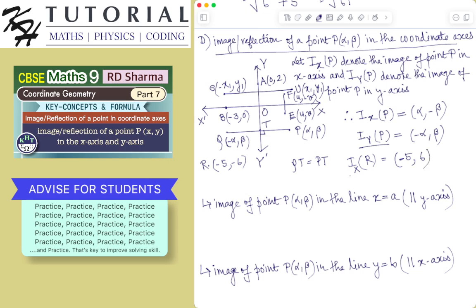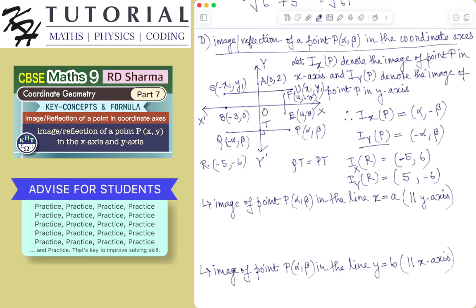And what will be the image of the point R in the y-axis? In the y-axis, the ordinate will remain the same, but the abscissa will be the negative of the abscissa of R, which is 5. Okay. So this was all about the image of a point in the x-axis and y-axis.